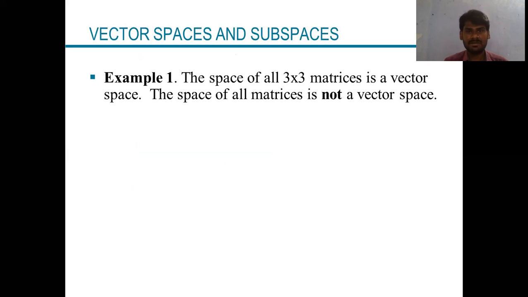Next, an example of a vector space: the space of all 3 cross 3 matrices is a vector space. The set of all matrices is not a vector space.